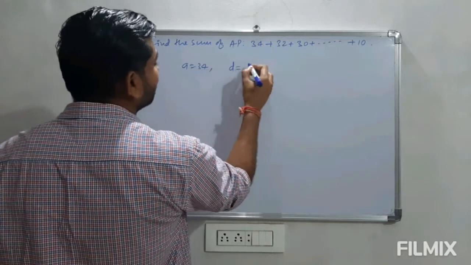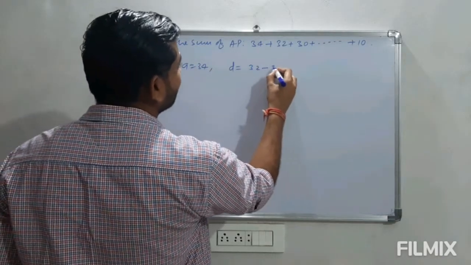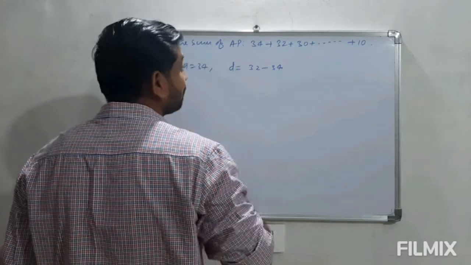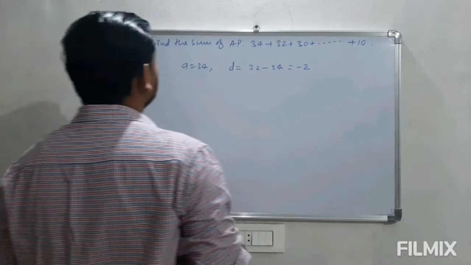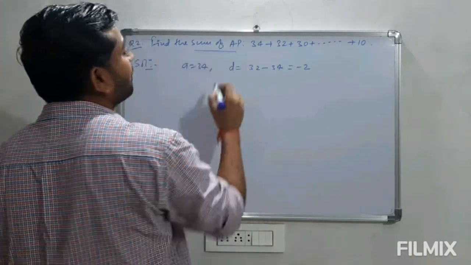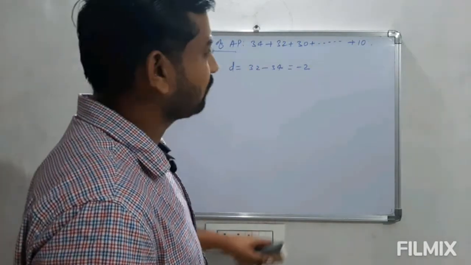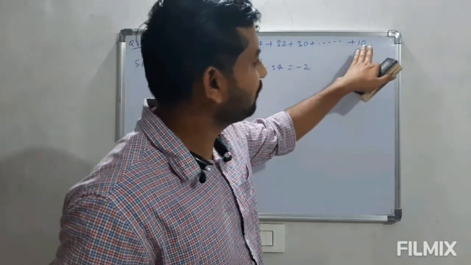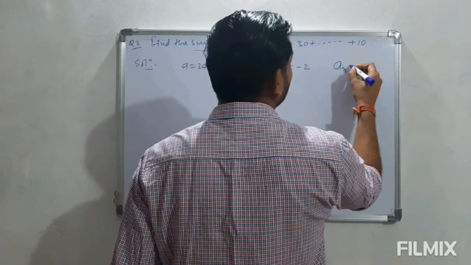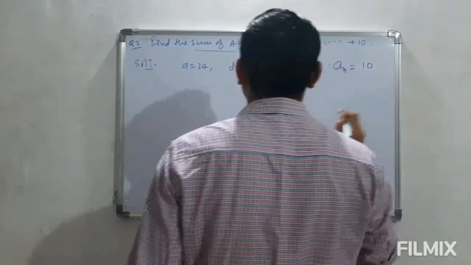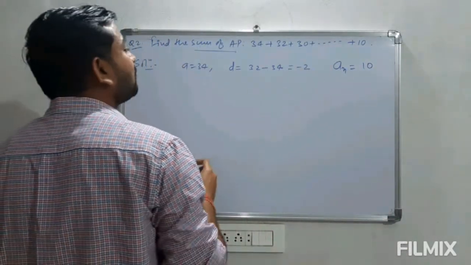The common difference d is the second term minus the first term, that is 32 minus 34, which is coming out to be minus 2. Now the question is, find the sum of the AP, but up to how many terms? So clearly here we have the last term, so we can calculate the total number of terms. So first of all we have to write an is equal to 10 and we have to find the total number of terms in this.